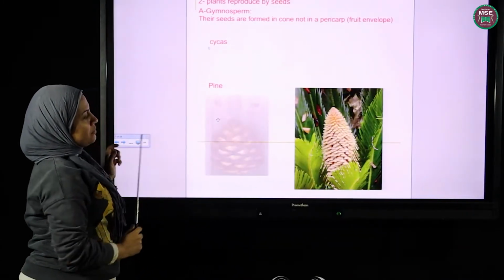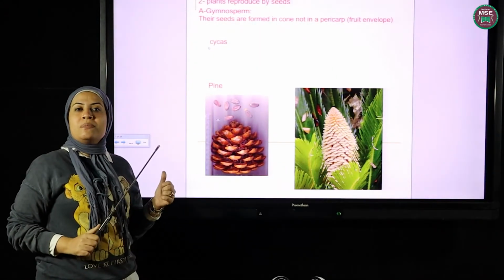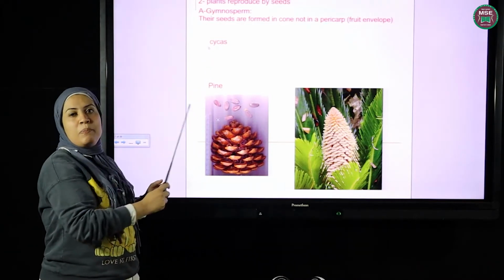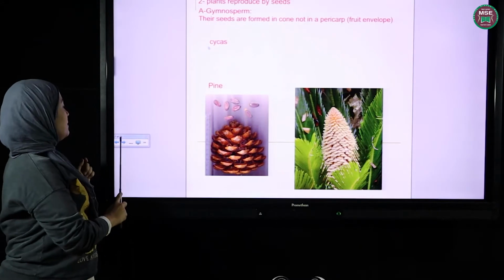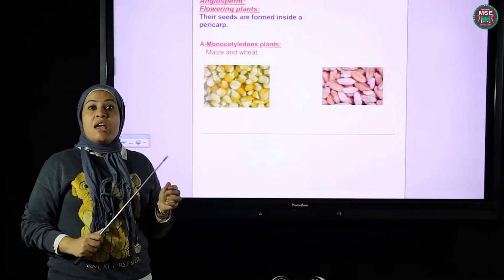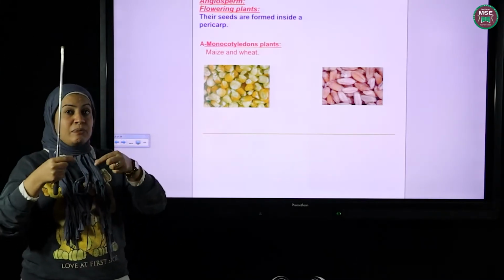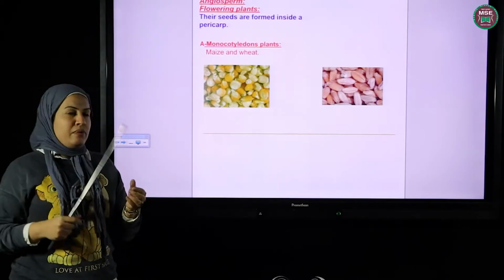And pine plant. So I have two examples of Gymnosperms, which form seeds inside cones and have no pericarp, like the cycas plant and the pine plant. Another example is plants that form the seeds inside the pericarp. They have a pericarp, which is called the fruit envelope.